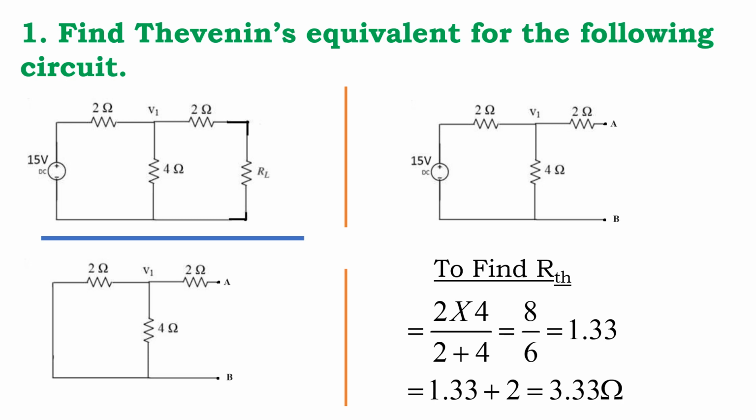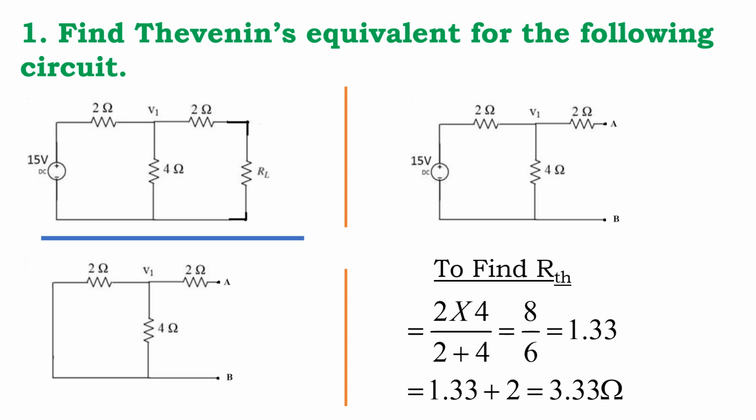Once the circuit is given, always remove the load resistance, then redraw the circuit. On the right hand side, I removed the load resistance, that is RL, and I redrew the circuit. You can see here we have 15 volts, 2 ohms, 2 ohms and 4 ohms. AB is the open terminal, where the load resistance was. Then, once I draw the circuit, the next thing is finding the Thevenin resistance. As per the statement of the problem, we have to find two things: one is the Thevenin resistance, the other is the Thevenin voltage.